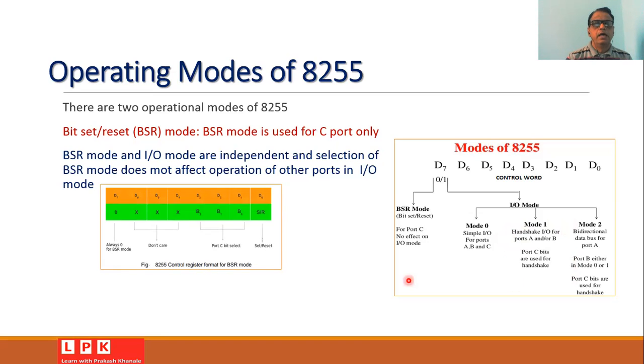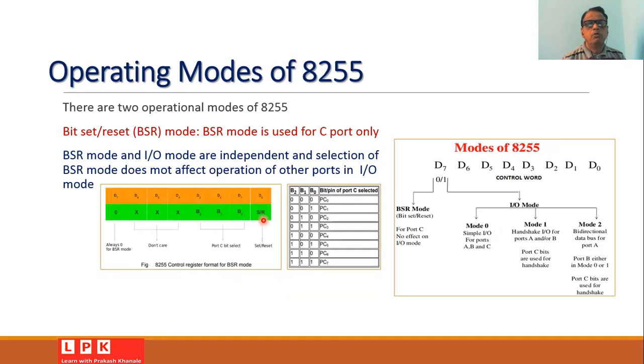So this is the control register for the bit set reset mode, where you will find that this bit is always kept equal to 0. And this X indicates that we need not care about D6, D5, and D4. And these bits are the port C bits that we can select as per the requirement. And this bit we need to set, or we can make it reset.